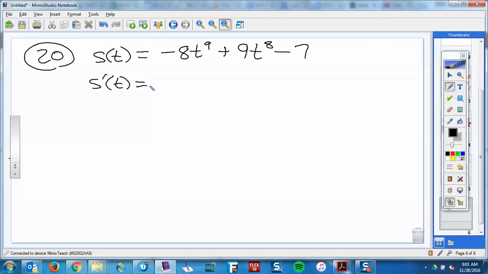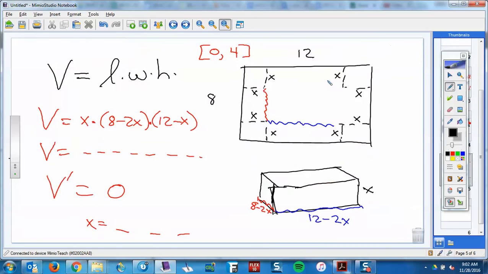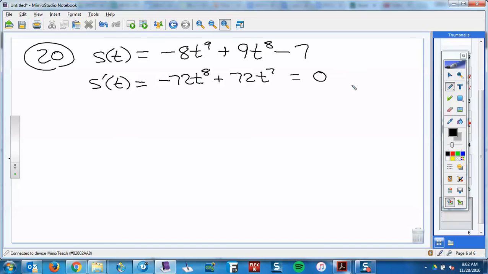Same thing. Okay, so this would be negative 72 t to the 8th plus 72 t to the 7th, and then we write equals 0. Same thing we started the other question. They start out looking the same, because a big part of both problems is where is the derivative equal 0. So we have to start them there. All right, what do we do to solve that then?